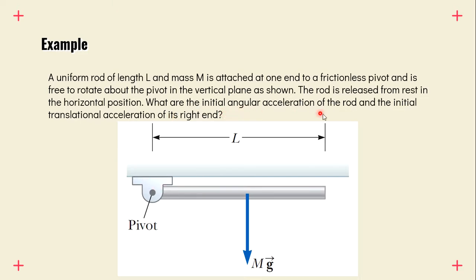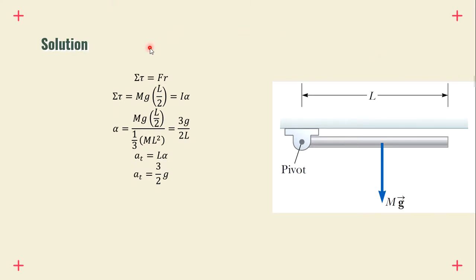What are the initial angular acceleration of the rod and the initial translational acceleration of its right end? That means this end. If you're going to calculate angular quantities, you don't need to know which part of the object you are referring to, because the object moves as one, it rotates as one. But if you are going to deal with the translational acceleration, of course you will need the distance L.